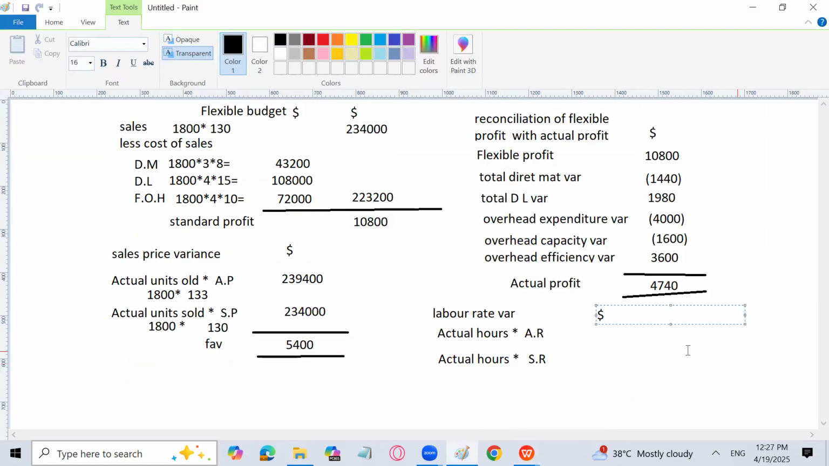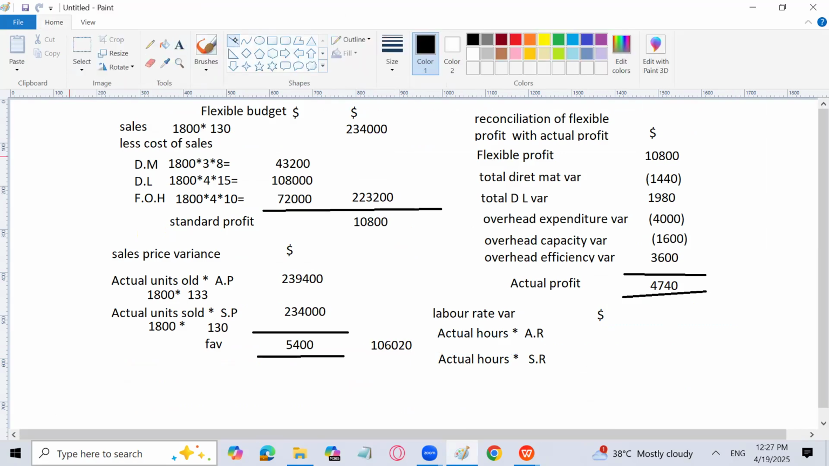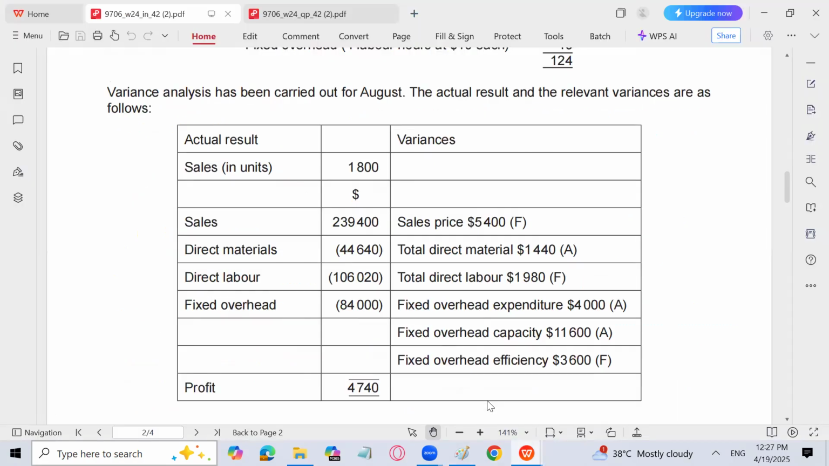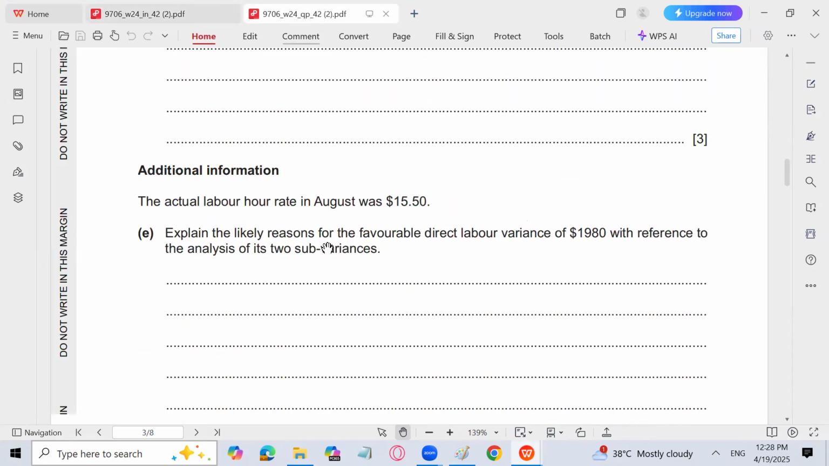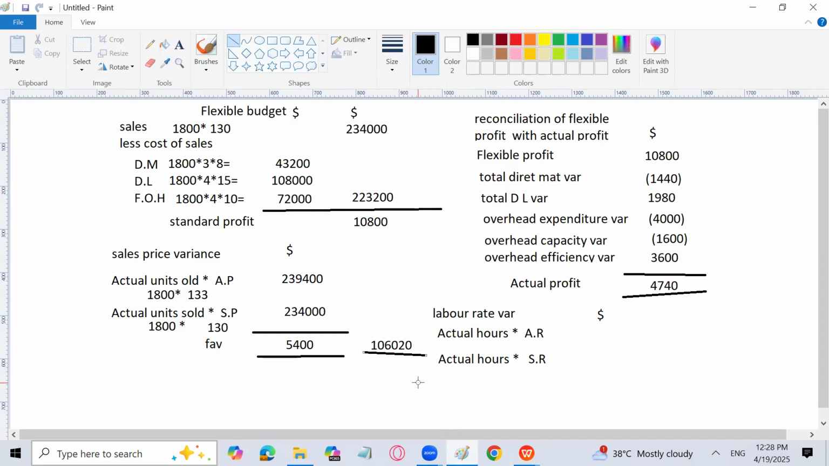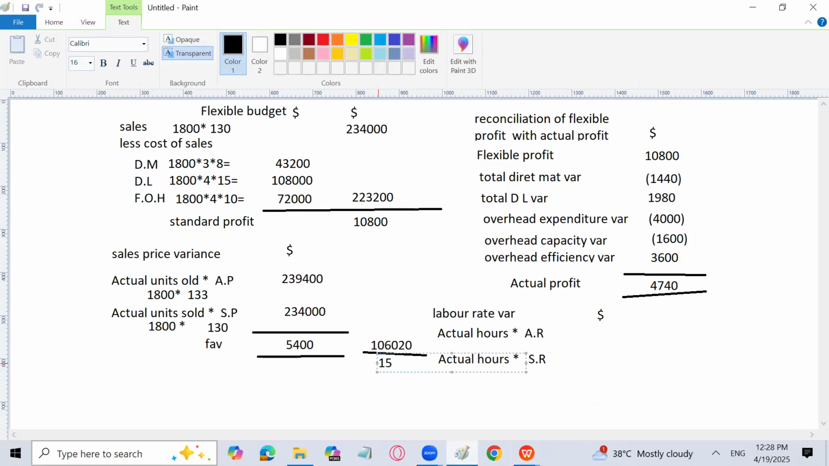So I can calculate the actual hours. How come, sir? 106,020 divided by the rate, and the rate is 15.5. So I'll divide it by 15.5. This is how you will get the actual hours. 15.5 is the rate actually. The amount is already known to us, 106,020 divided by 15.5. So 6840 is the actual hours.